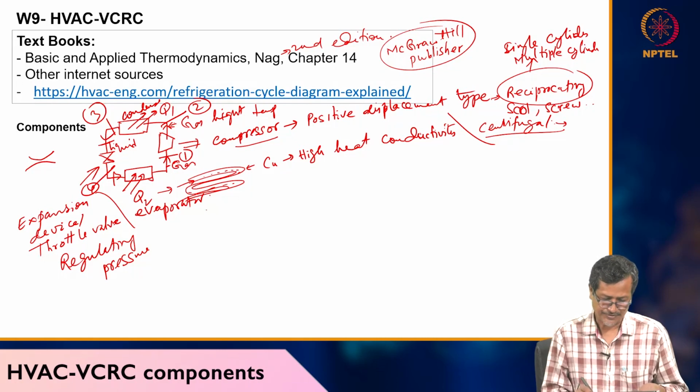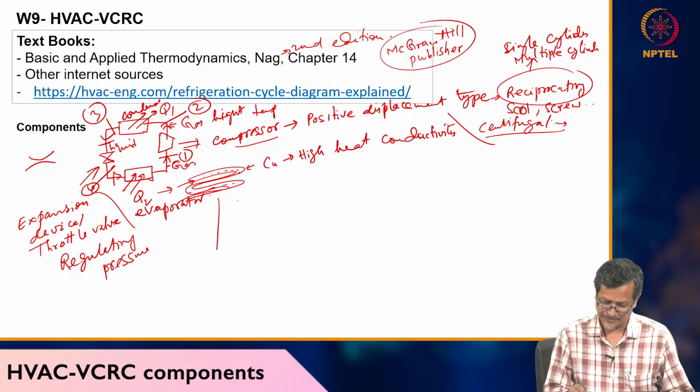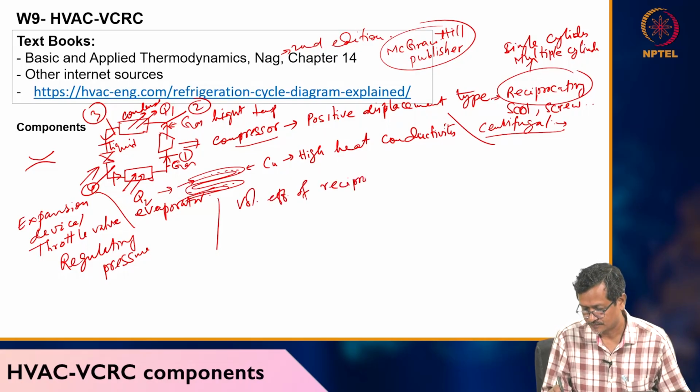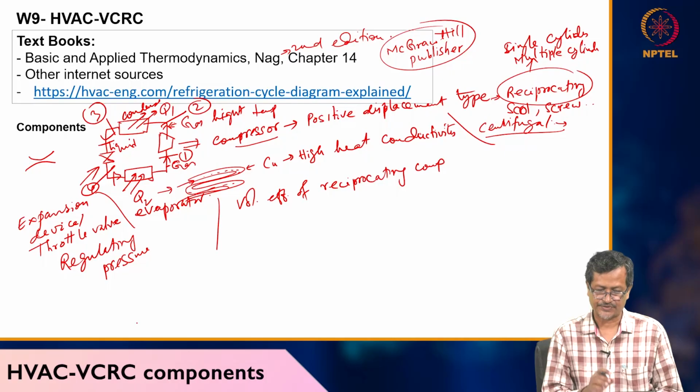Volumetric efficiency of a reciprocating compressor. Here in this vapor compression system, you see the term compression is there, and the compressor is the heart of the system. If there is any problem in the compressor, that means the whole system will fail.